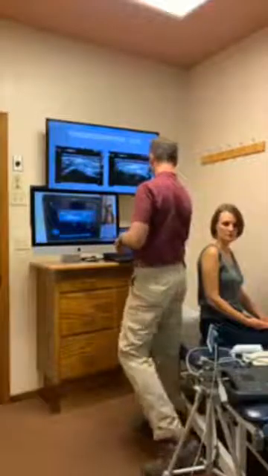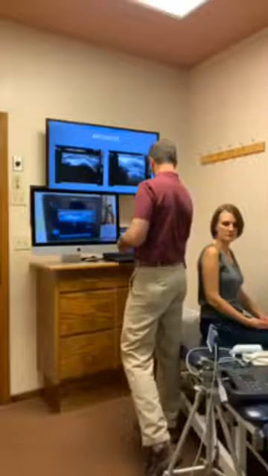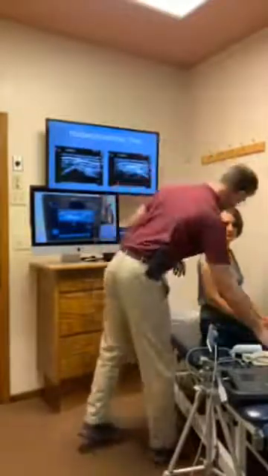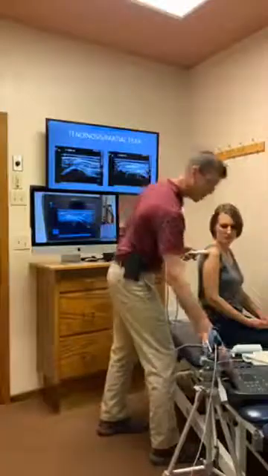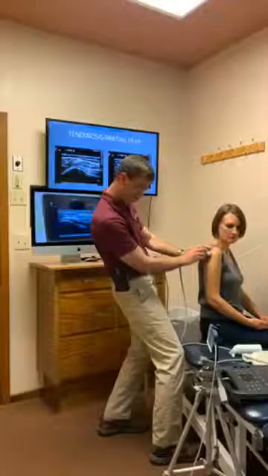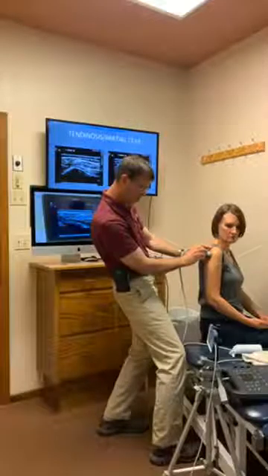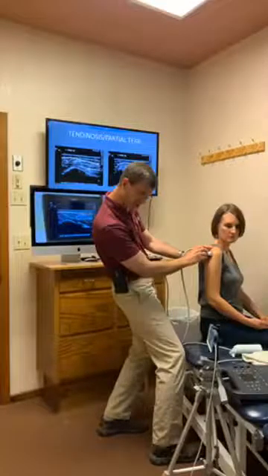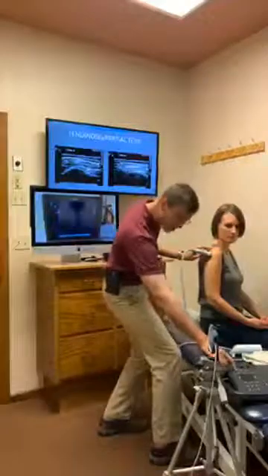Okay, so now what we'll do is we're going to look at the back of the shoulder, a view of the back of the shoulder. And you can see a couple structures here. Let's go a little deeper.